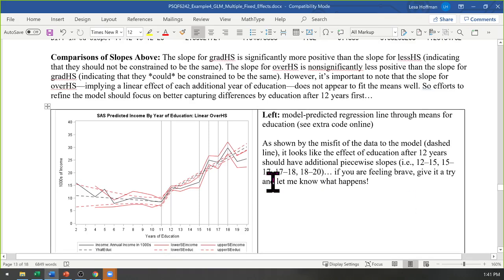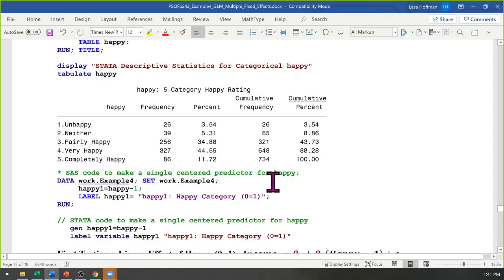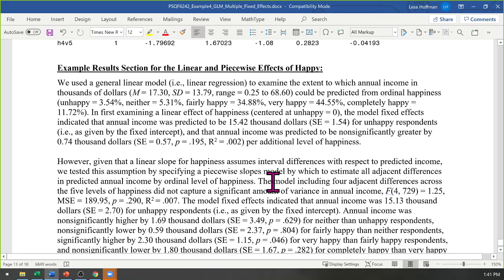So here's the code to go over what I just showed you in terms of happiness and how it does not relate to income and all that stuff. And as usual, in each little section here, I have words. So these are the words I would use in a result section to describe what I did.